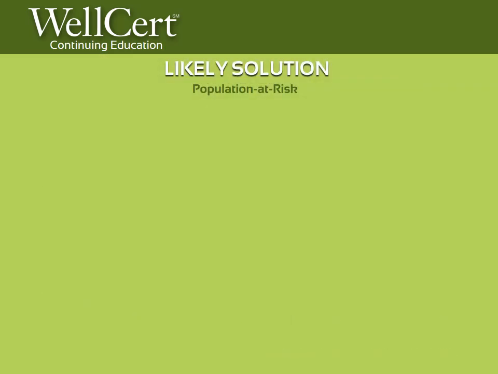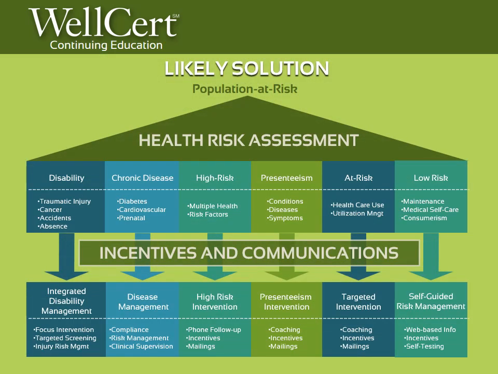Now, the likely solution for this long term, we believe, is what's called a risk stratification approach. It's where we have a population at risk, we do a health risk assessment or a well-being assessment or well-being survey. We then can determine which of these strata the individual is in. It shows you also some of the major issues that are in each of those strata.